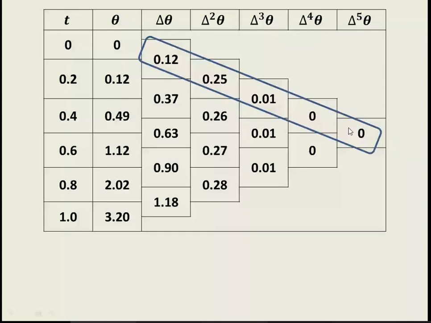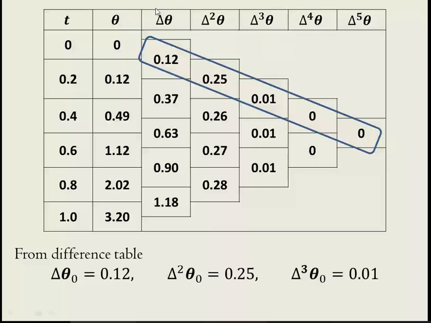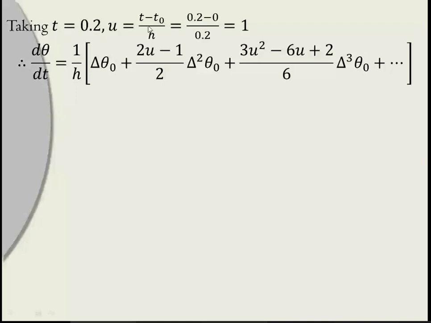Use the top values for the differences. Delta theta naught is 0.12, delta square theta naught is 0.25, delta cube theta naught is 0.12, delta raised to 4 theta naught is 0, and delta raised to 5 theta naught is 0. Now use the formula of derivative which we derived last time. T is 0.2, so u is t minus t naught by h, that is 0.2 minus 0 divided by 0.2. So u will be 1.